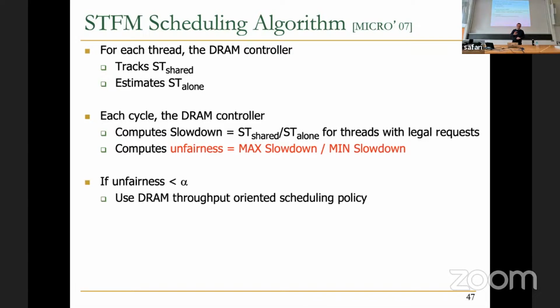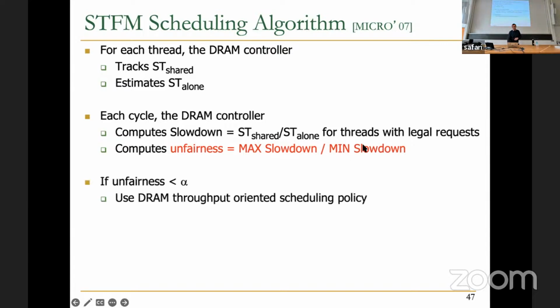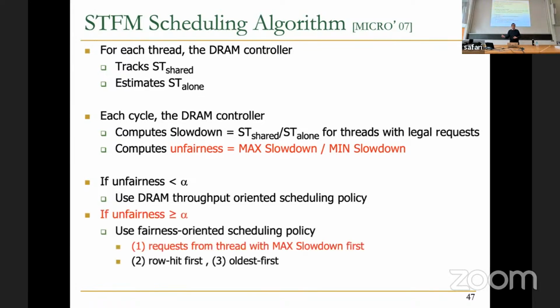But assuming that you have some sort of estimate, the memory controller computes some unfairness value, which is the maximum slowdown of any thread in the system divided by the minimum slowdown of any thread in the system. It basically has a threshold. If this unfairness value is less than some tolerable unfairness, which could be determined by the system software, then the memory controller uses the existing DRAM throughput-oriented scheduling policy. Everything is good.